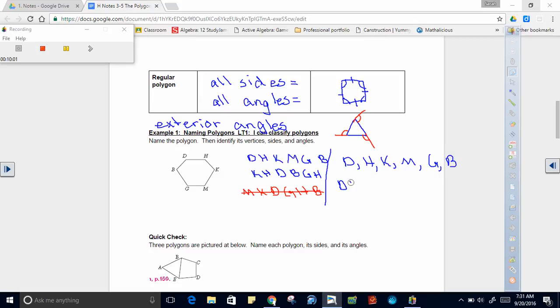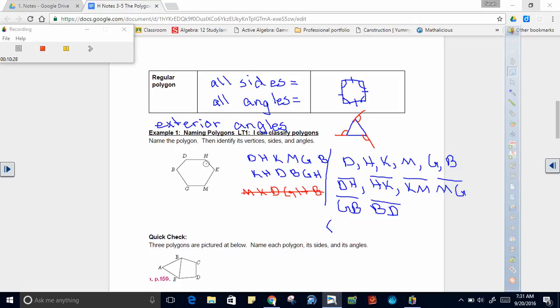Sides would be BH, and because they're segments, I'll just do a single line above. HK, KM, MG, GB, and finally BD. So there's my sides. Angles would just be the vertices, only I'm talking about the angle they're referring to, right?